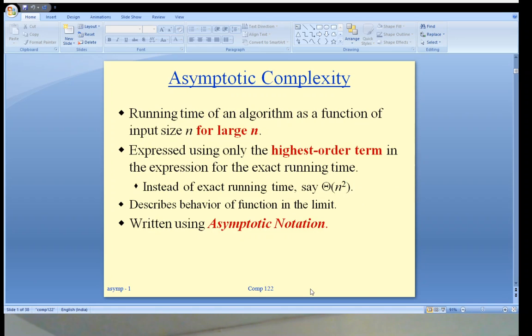First of all, the asymptotic complexity: the running time of an algorithm as a function of input size n, for large values of n. The running time of the algorithm is measured in terms of n, the number of inputs, and is called the complexity because it depends upon the size of the input data. It is expressed using only the highest order term in the expression for the exact running time. And we do not measure an algorithm in an exact way.